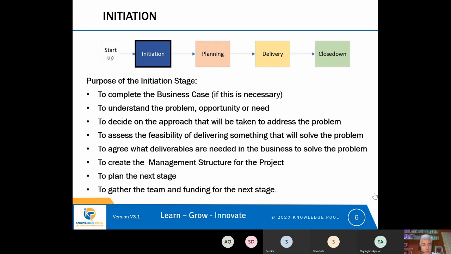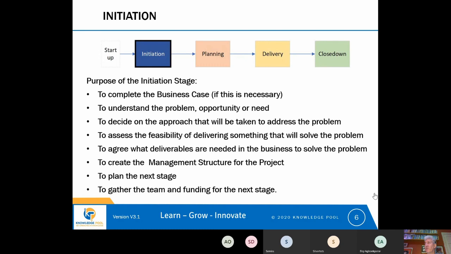Okay, so it's a fairly obvious question that for the project to deliver what's needed, we have to set about understanding the problem. And the sooner we do that, the sooner we can start to plan the project properly, and the sooner we can put the right activities in place to solve that problem or take advantage of the opportunity.